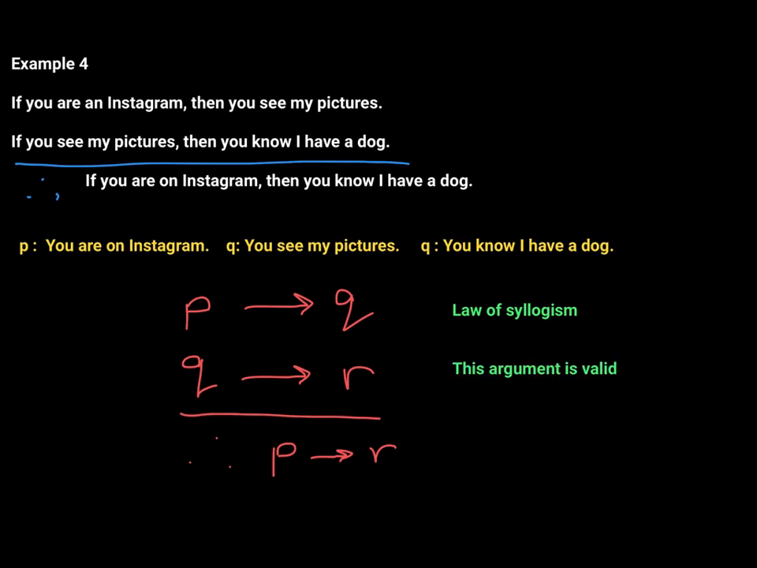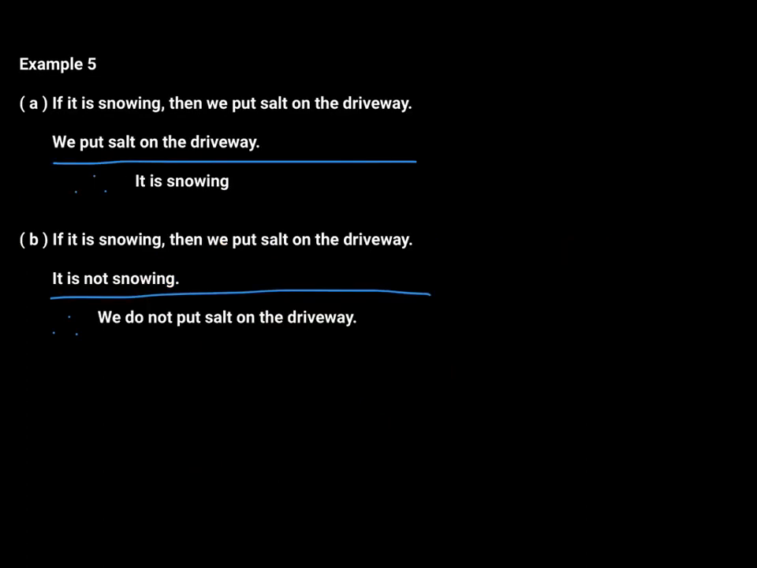Cool. Let's check out another one. All right, we have two different statements here, or two different arguments. So let's look at each one of them separately, one at a time. If it is snowing, then we put salt on the driveway. We put salt on the driveway, therefore, it must be snowing, right? Let's call P the statement, it's snowing, and Q is we put salt on the driveway.